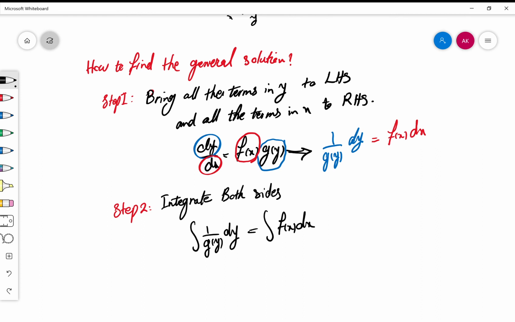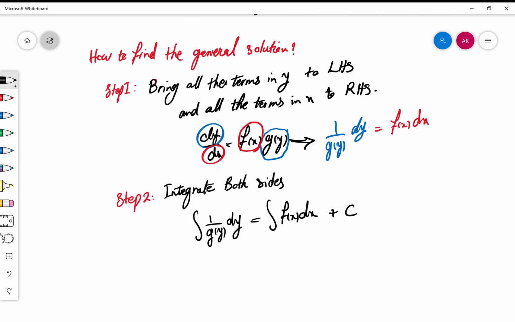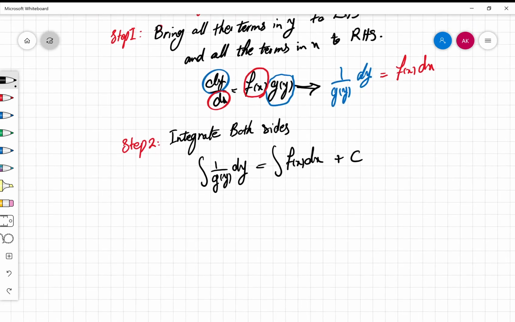But where the general part comes in, well, when you integrate or you find an antiderivative, you can always add plus a constant, and that's how you find the general solution for this.